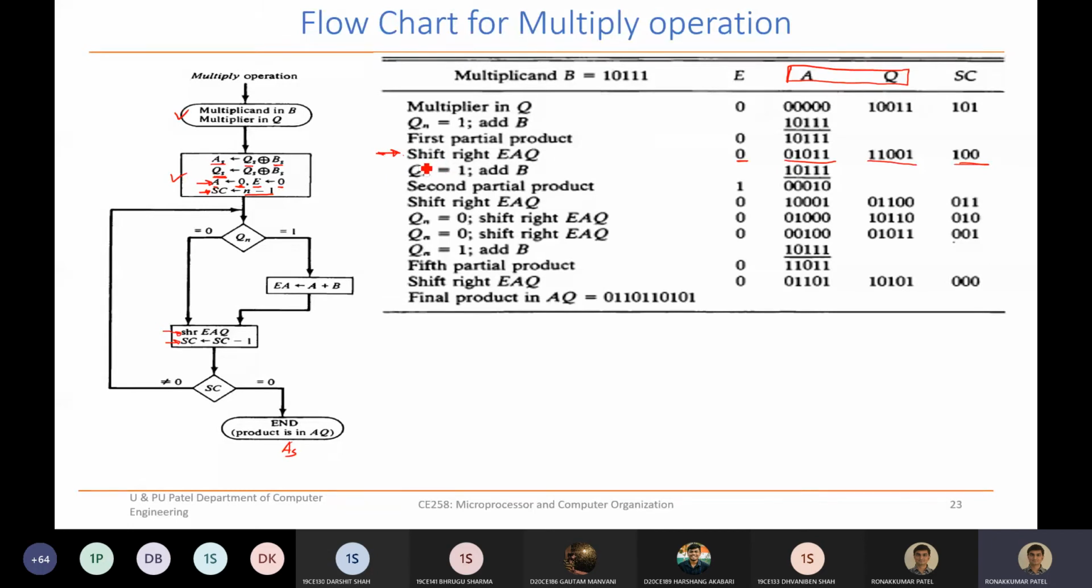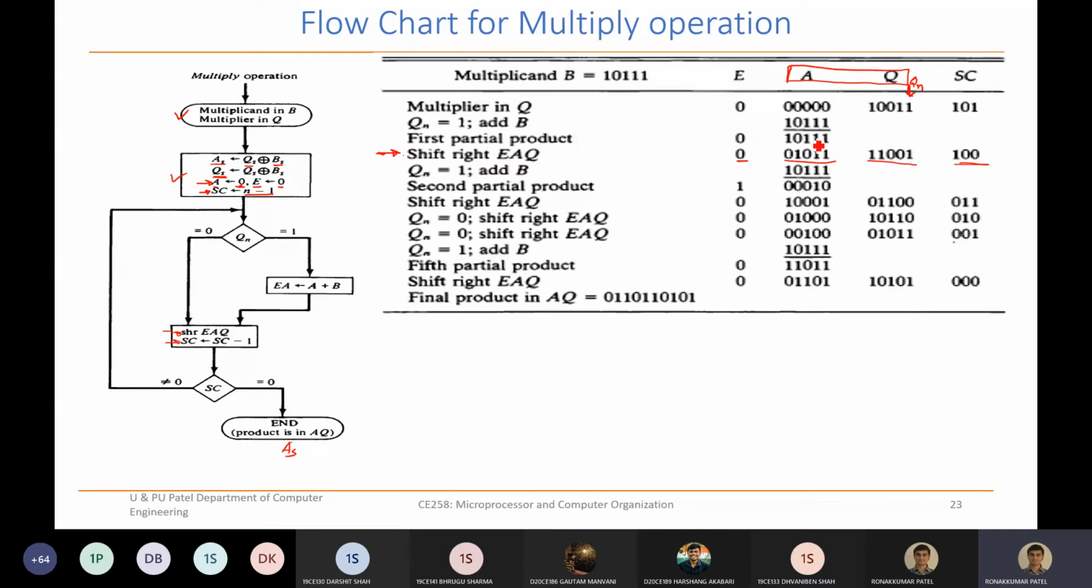Now again you need to check what? You need to check Qn. Because this sequence counter is not equal to 0, we need to continue. So again check Qn. What is Qn? Qn is this one. This last column is your Qn, your least significant bit. So it's a 1. If it is 1, add B. So in this A, we are adding B. And when we add B, the result will be stored in EA.